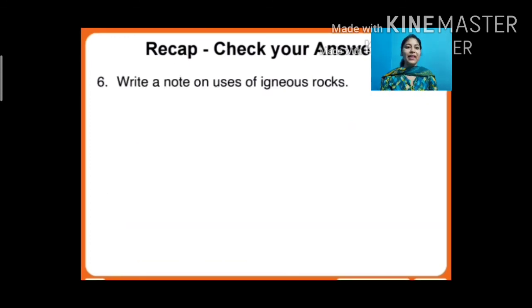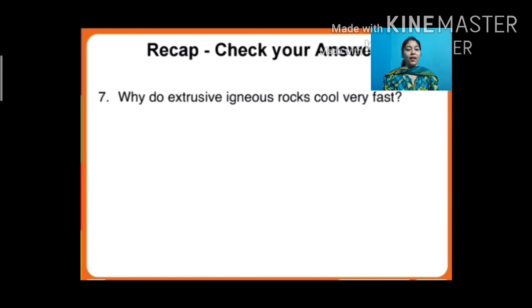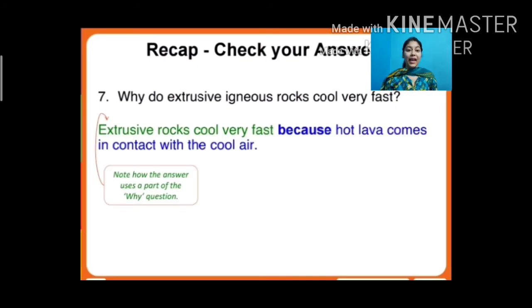Next question. Write a note on uses of igneous rocks. Igneous rocks are used to make statues, kitchen tops, in the construction of roads, and in concrete mixtures. Next question. Why do extrusive igneous rocks cool very fast? Extrusive rocks cool very fast because hot lava comes in contact with cool air. As the lava comes out, it contacts cool air, so that's why it cools very fast.